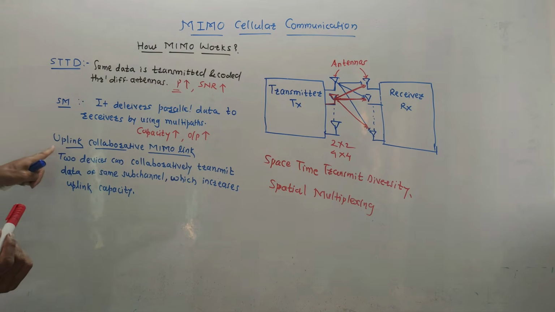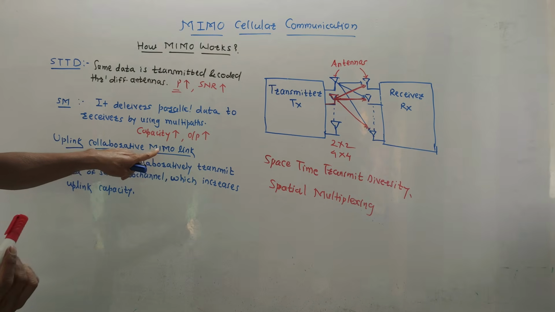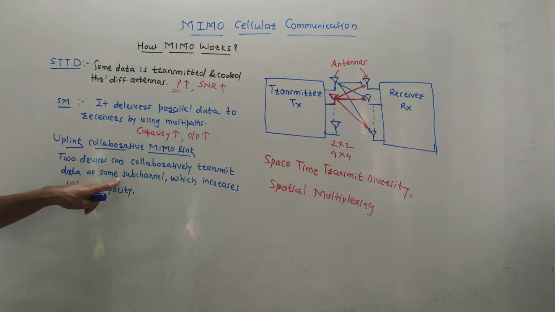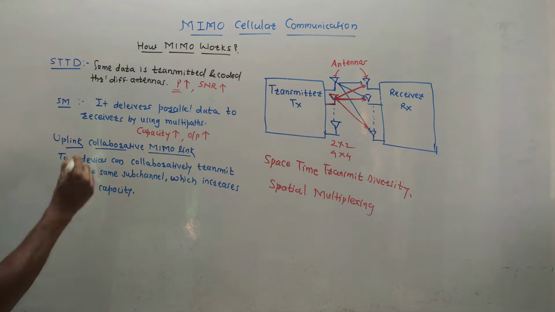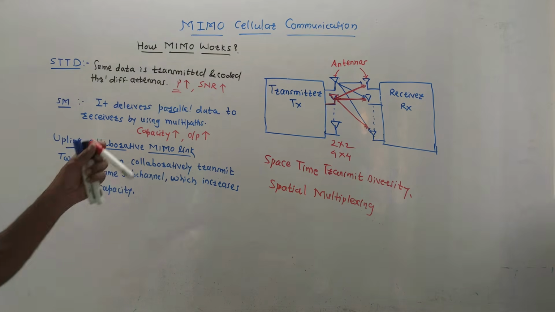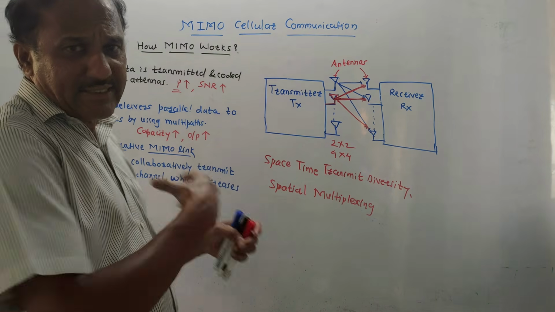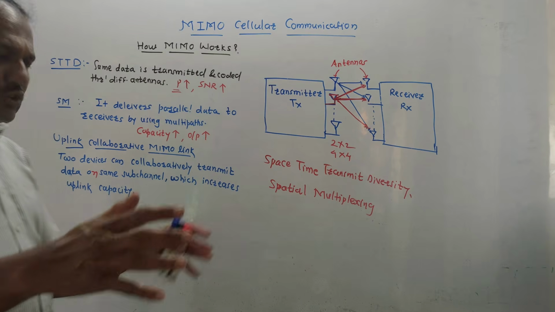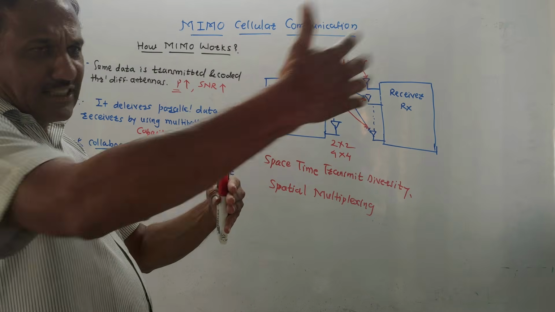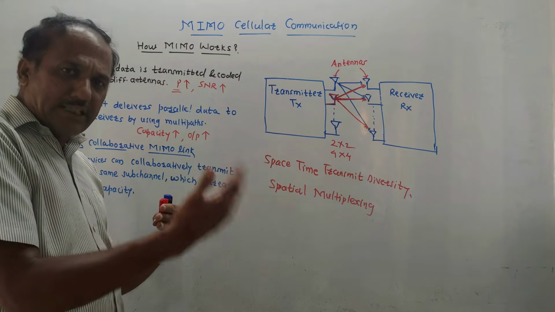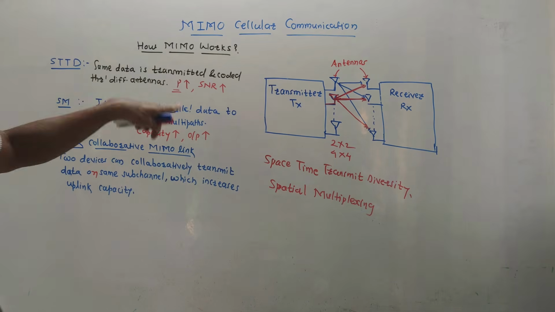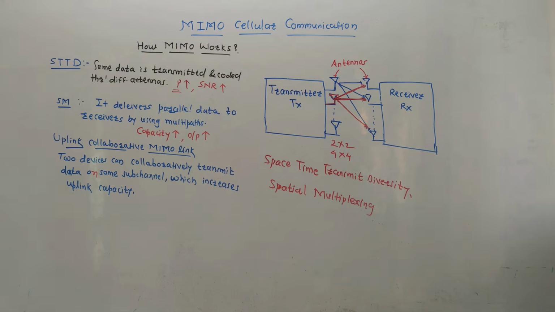And the third point is uplink collaborative MIMO link. Two devices can collaboratively transmit the data on the same subchannel, which increases the uplink capacity. That means simultaneously a number of different devices can send the data using the same channel, so it increases the channel capacity, which we call the uplink capacity. Uplink is basically the word used on the transmitting side, and downlink is at the receiving side. So this is the way the MIMO system works.